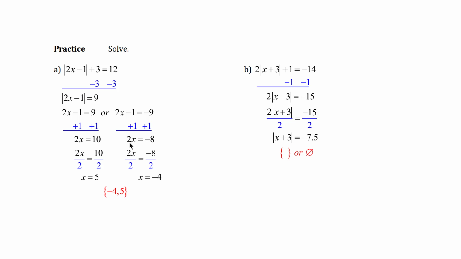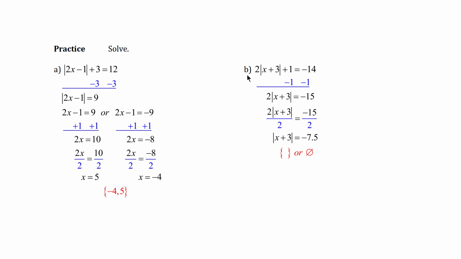From here, we get rid of the 2 by dividing both sides by 2. So we get 2x divided by 2 equals negative 8 divided by 2. Simplifying the left-hand side, 2x divided by 2 is x. And on the right-hand side, negative 8 divided by 2 is negative 4. The result is x equals negative 4. So we have two solutions, negative 4 and 5, and we write our answer with set notation. So we have curly bracket, negative 4, comma 5, close curly bracket.